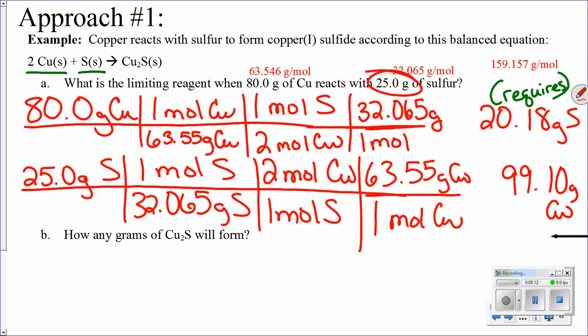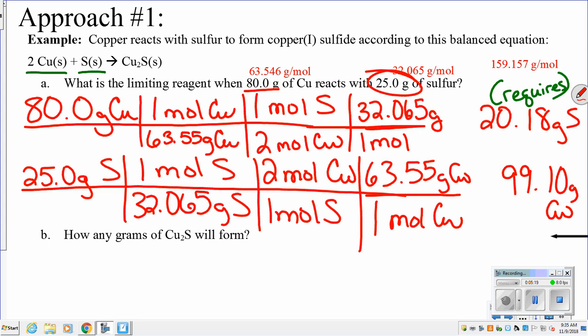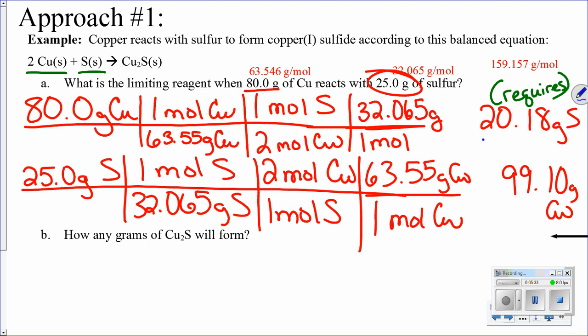So what this tells me is I only have 80 grams of copper according to the problem. So this means that my limiting reagent indeed is copper, because the amount of copper that I'm required to have according to my calculation is greater than what I have. Since I have plenty of sulfur, I can go ahead and react all that copper and I'll still have some sulfur left over. So then what I want to do is say, okay, how much of this copper sulfide will form?